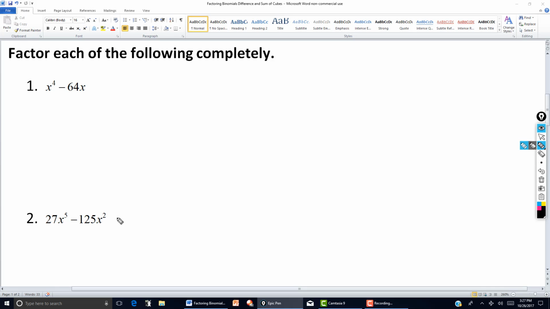Okay, here I have 27x to the 5th minus 125x squared. You can see they both have x, so we can take out a factor. Now you can take out an x, but always take the largest power possible. So in this case, I can take out an x to the second. Take out the x to the second from the first term. That will leave you with 27x to the third minus 125.